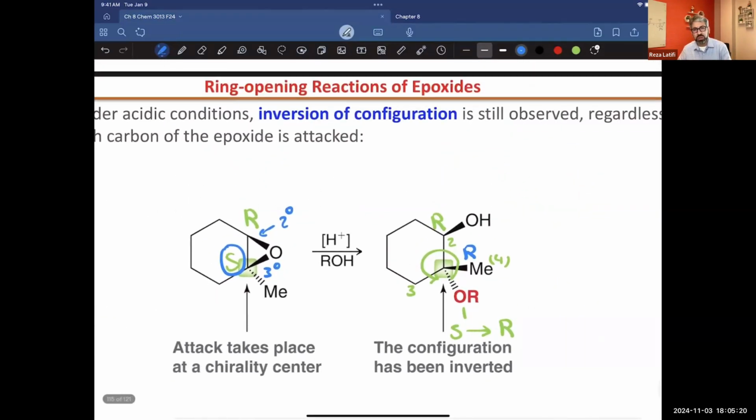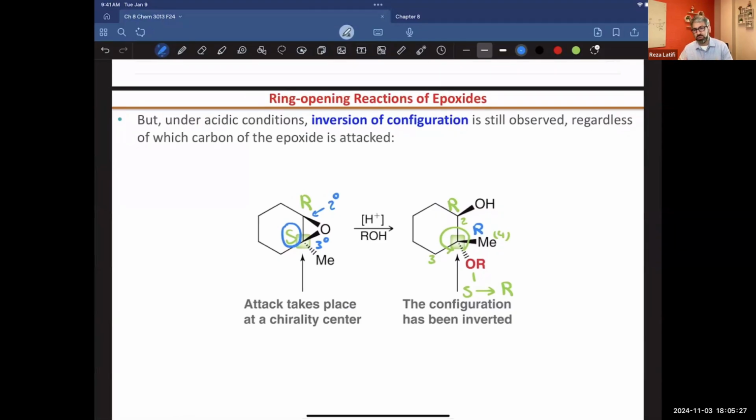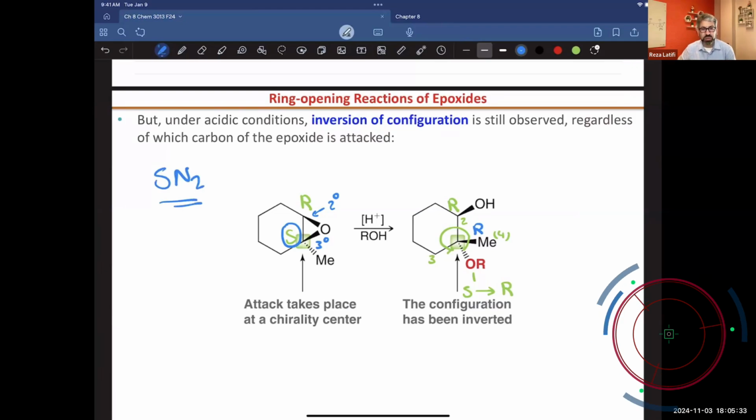So under any condition, whether we are running it under acidic or basic condition, we will have inversion with the stereo center because the second step of ring opening runs through SN2 reaction.